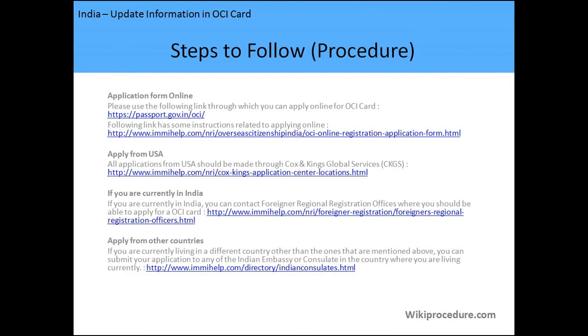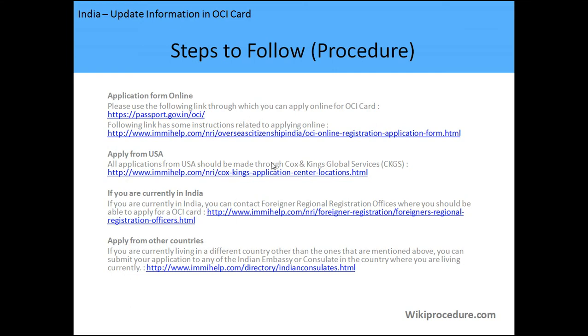Steps to follow: application form online. If you access this URL which is provided here, that would provide you options to update information online, but it's not exactly online in all scenarios. For change of address and change of occupation, you can update it online, but for the other scenarios you have to update the information in a form and print out and attach appropriate documents and send it to your nearest office locations, which I would be explaining to you in a minute.